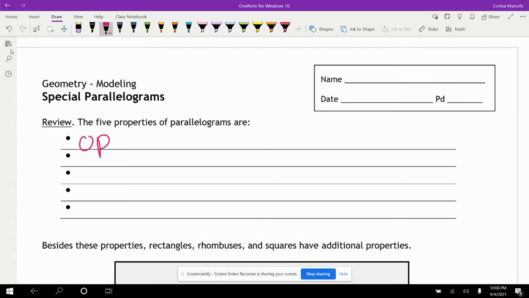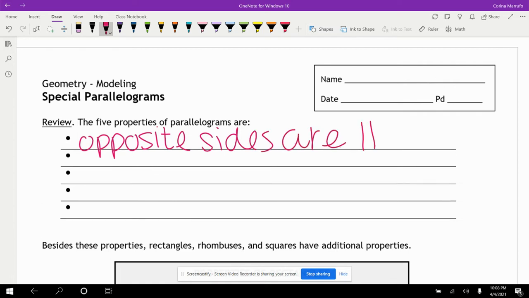So opposite sides are parallel. So I'm going to use a symbol for parallel. I'm going to draw a parallelogram here, just so we can see what it looks like. So it's saying that this side is parallel to, remember we put the little arrows, it's parallel to this side, and this side is parallel to this side.